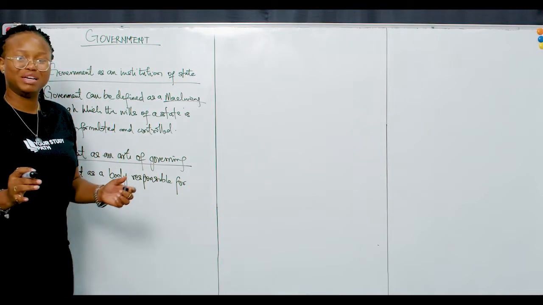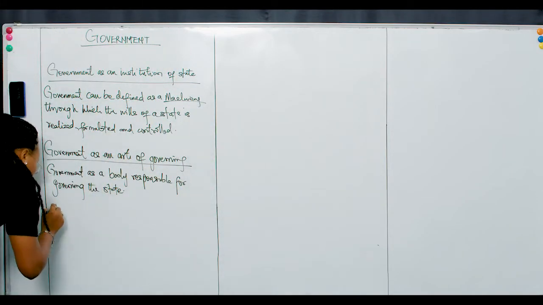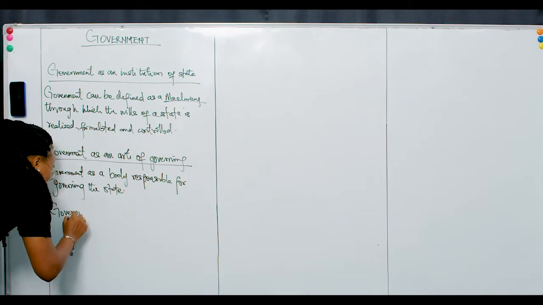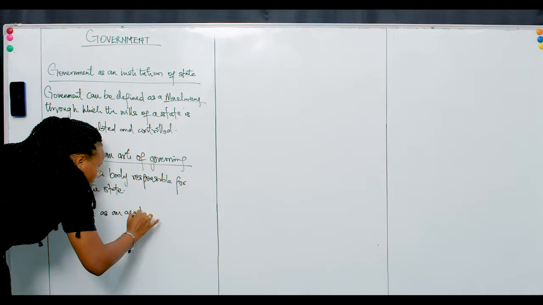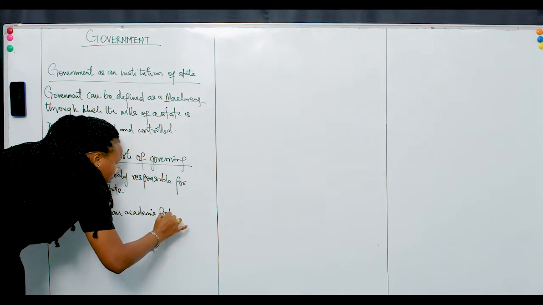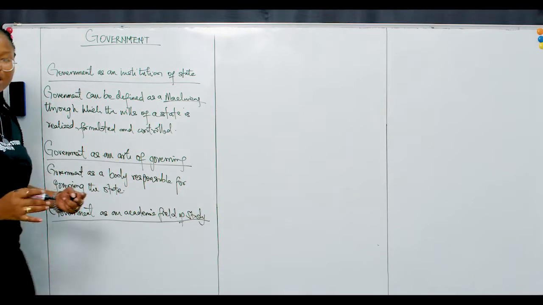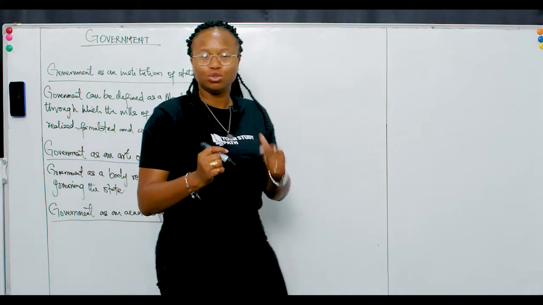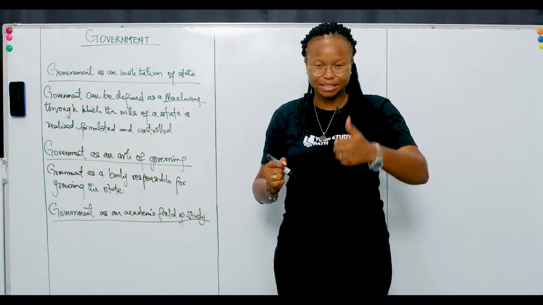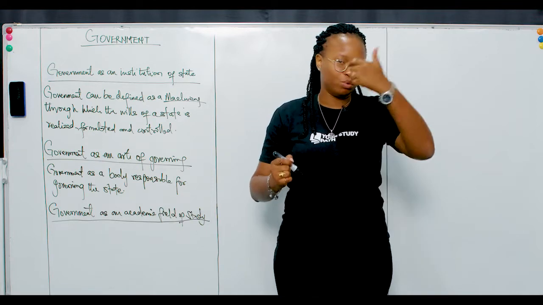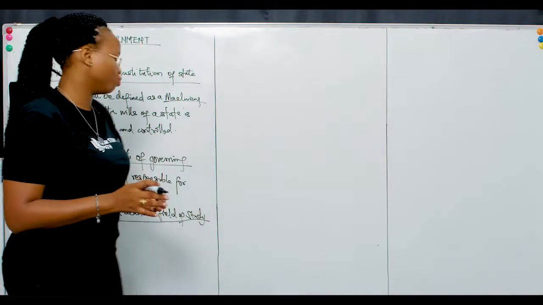Lastly, we could look at government as an academic field of study. This is very, very important. This is because government is related to so many areas. Government is related to numerous diverse areas, and you cannot excel in those professions if you have not conceptualized yourself with what government is, its elements, its principles, how it works. So there are various fields of study that directly relate to government.